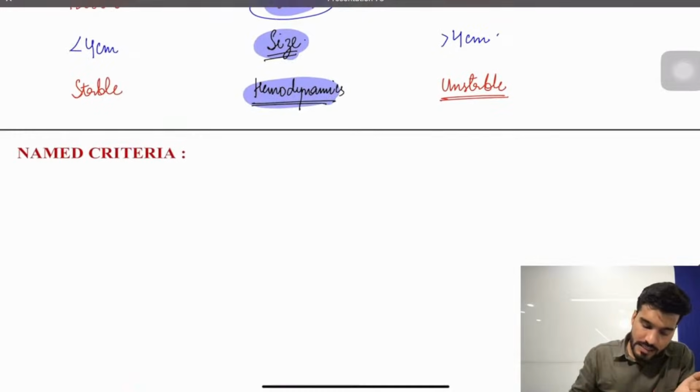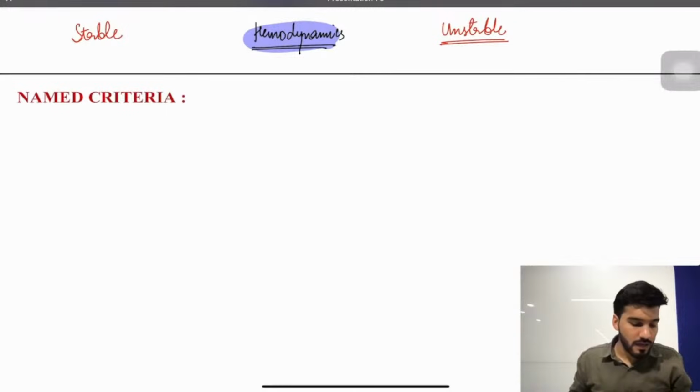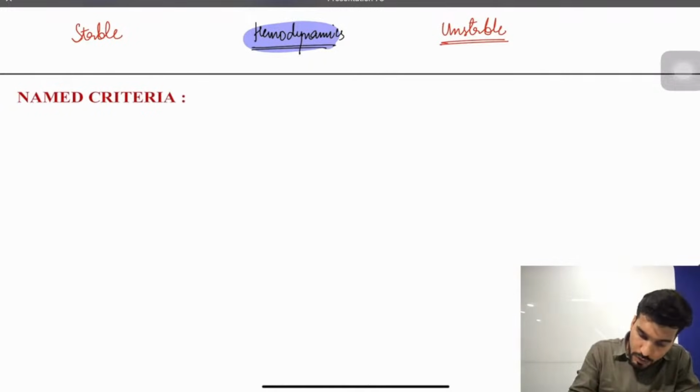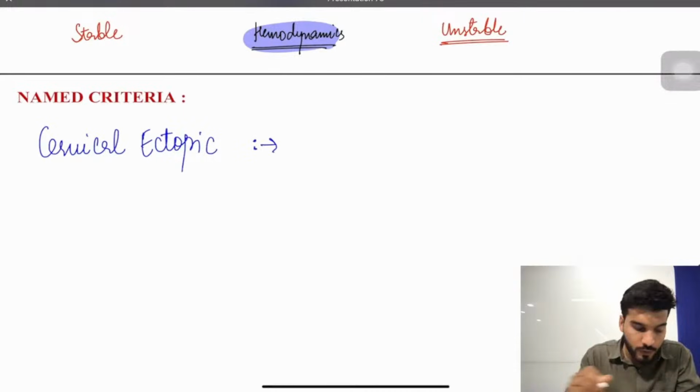Now, in NEET PG, a question was asked; there are different criteria for an ectopic. This ectopic pregnancy, rather than the fallopian tube, can be in the cervix, in the abdomen, or in the previous cesarean scar. So we have different types of ectopic pregnancies and criteria. My first question to you guys: if there is a cervical ectopic, what will be the criteria?